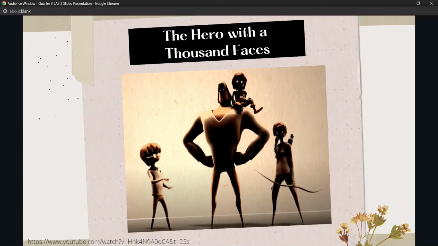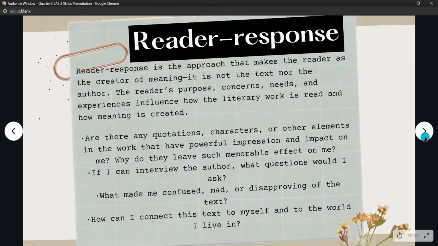Now we are going to be discussing the last literary approach, which is reader response. Reader response is the approach that makes the reader the creator of meaning. It is not the text nor the author. The reader's purpose, concerns, needs, and experiences influence how the literary work is read and how meaning is created. The guide questions are the following.